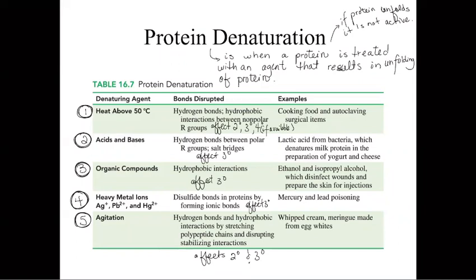So overall, these are the different denaturing agents that you guys need to know as part of this course. And we can see in the second column how the protein structure levels get affected depending on which bonds are disrupted. And you can see in the third column, those are examples. Any questions about protein denaturation?